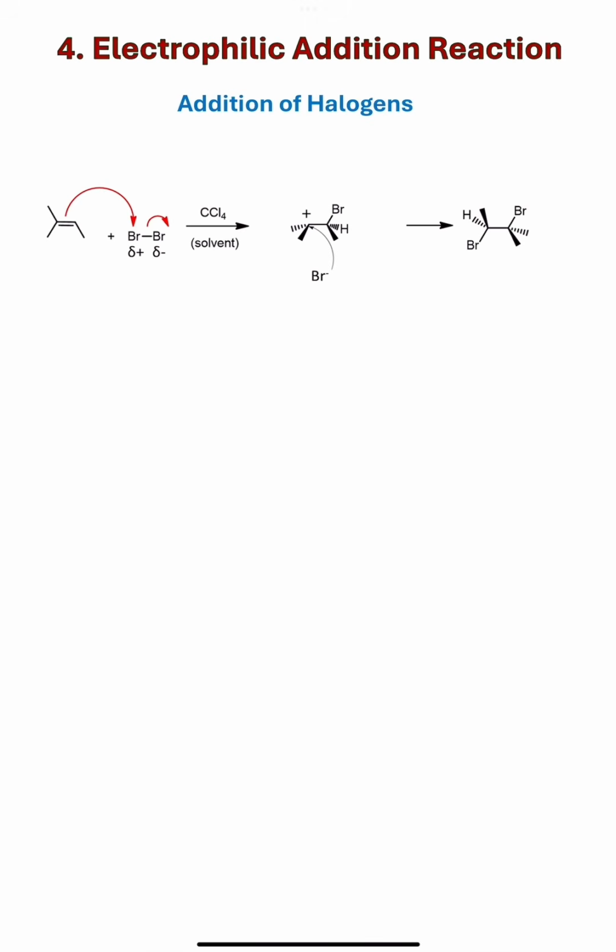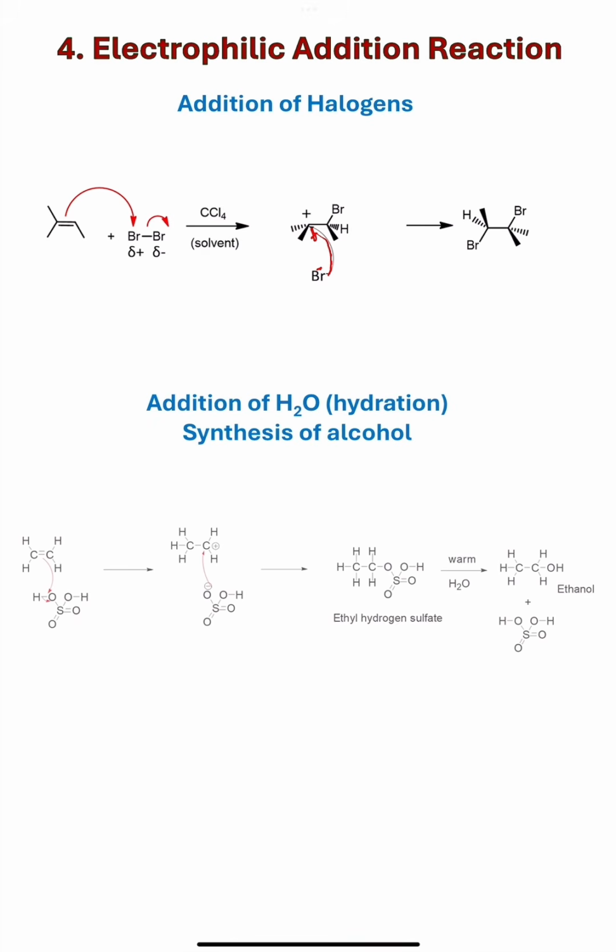Another example of the electrophilic addition reaction is the addition of halogens. Addition of halogens will follow the exact same mechanism. In this case, the double bond attacks one of the two bromines, and that will generate the carbocation, while the other bromine with the negative charge will then attack the carbocation to give you the dihaloalkane. In case of addition of water, this is called hydration, and this is used for synthesis of alcohol. In this reaction, we use sulfuric acid.